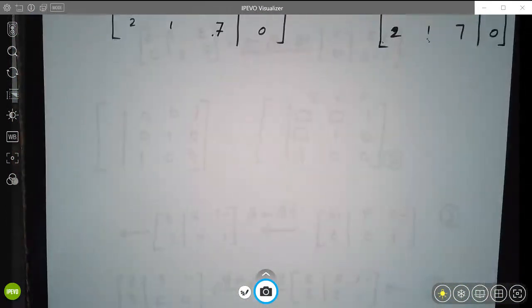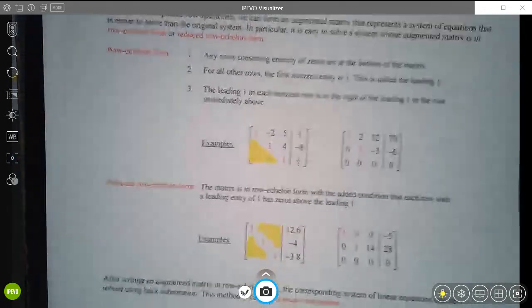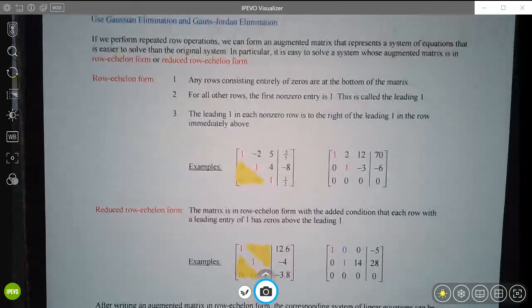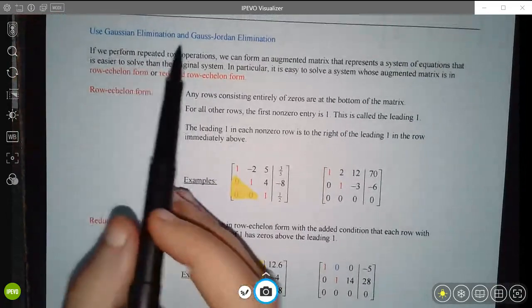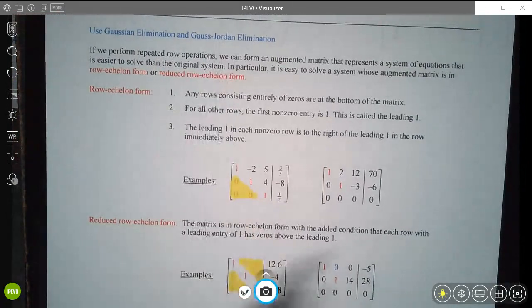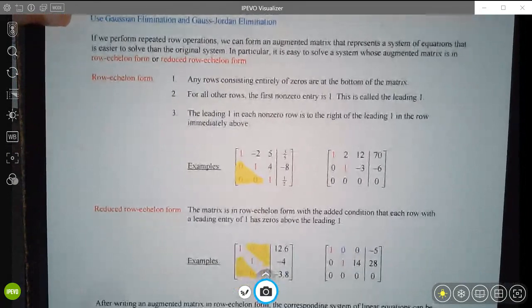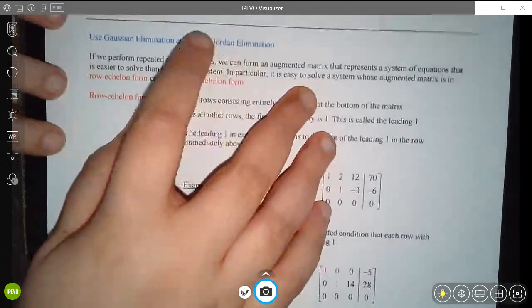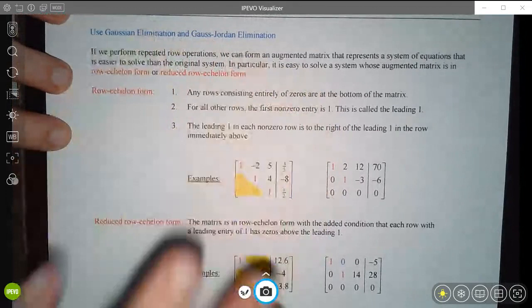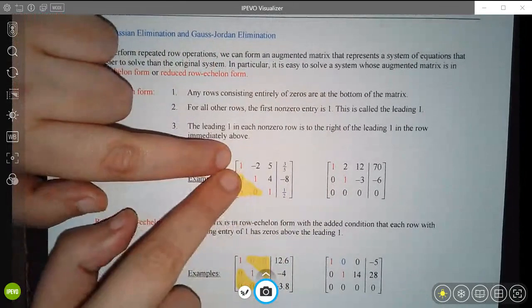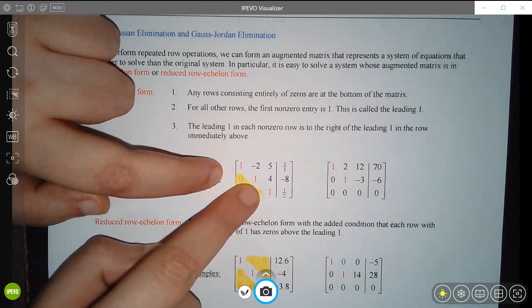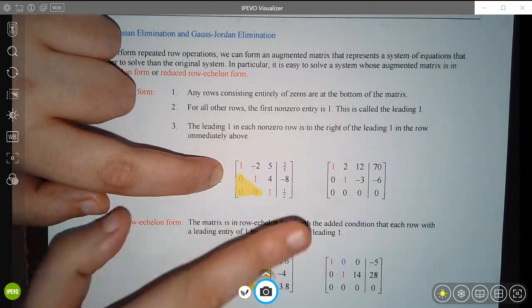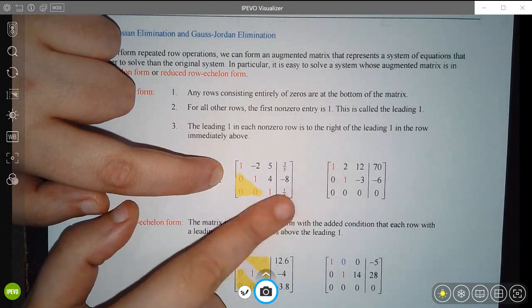Now, let me show you this page right here. This is in your notes. If you don't print them, you might want to write this down. This is called the Gaussian elimination and Gauss-Jordan elimination. Now, what's the difference? For the Gaussian elimination, you end up with the row of ones, as you can see, and the triangle of zeros at the bottom. This is how you solve it.